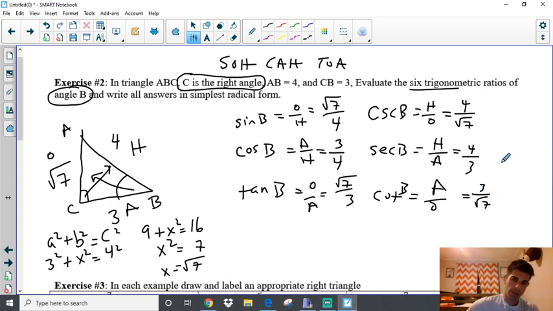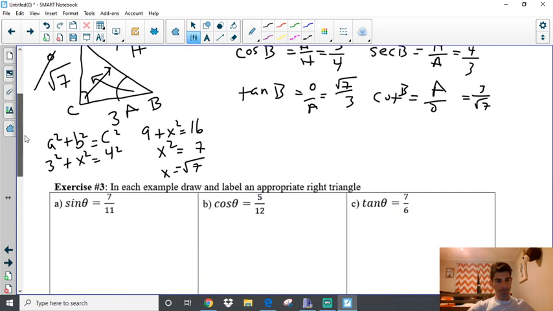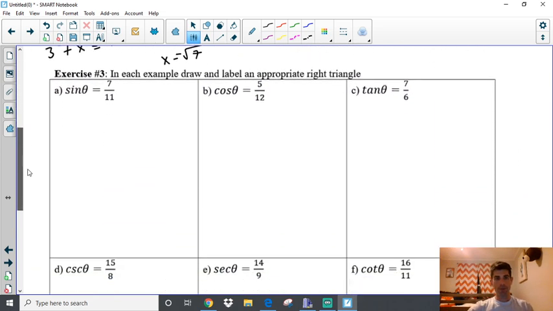Now, here's the thing, and we're going to do this actually in the next lesson: it's called rationalizing the denominator, because we're not going to keep this radical 7 in the denominator. But for now, they said simplest radical form, which is there, so we're good for now. All right, so there's exercise 2. Going down to number 3.